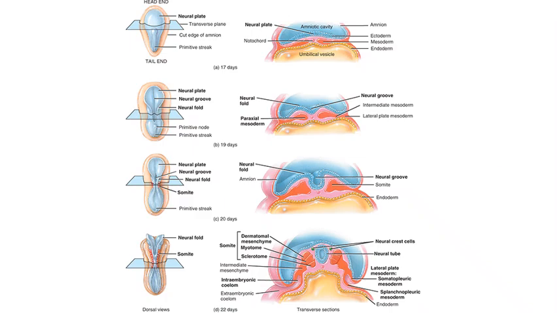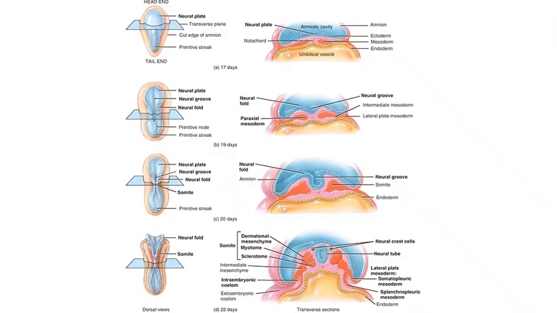Now, by about the 17th day after fertilization, the mesoderm adjacent to the notochord and the neural tube forms paired longitudinal columns of paraxial mesoderm. The mesoderm lateral to the paraxial mesoderm forms paired cylindrical masses, which are called intermediate mesoderm. Now, the mesoderm lateral to the intermediate mesoderm consists of a pair of flattened sheets. These are referred to as lateral plate mesoderm.